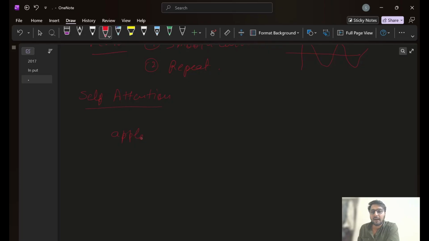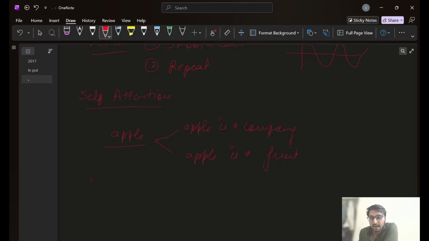Suppose I'm saying apple. Apple has two meanings. What are the two meanings? Apple is a company, and apple is also a fruit. But how does our model understand what apple refers to? The only way to understand what apple refers to in a sentence is by looking at other words in the sentence.